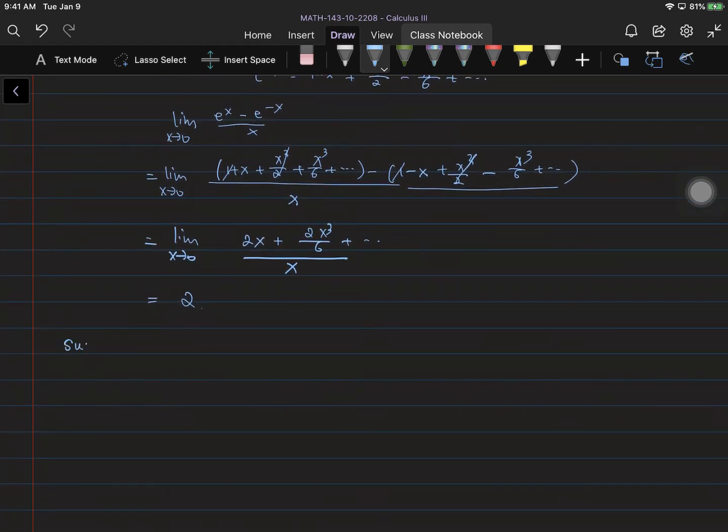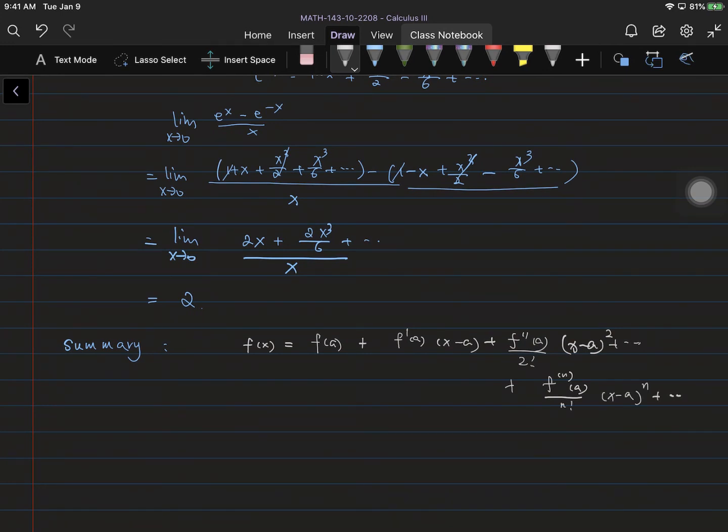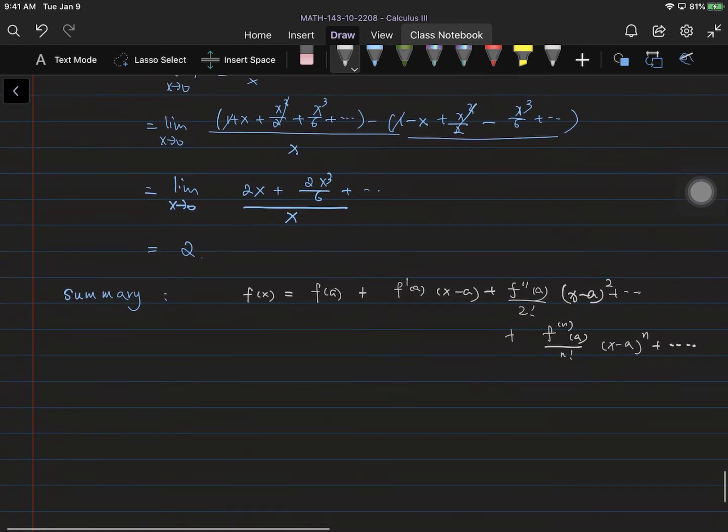So that's all we need in this section, the Taylor series and the Maclaurin series. So we can have a quick summary of what we did. In this section, we learned the Taylor series and the Maclaurin series. And basically, we just want to express the function as a power series. And how do we get that power series? We can write this out: f(a), f prime of a times (x minus a), f double prime over 2 factorial times (x minus a) squared, and the nth term is the nth order derivative over n factorial. And the Maclaurin series just means we make a equal to 0, right?